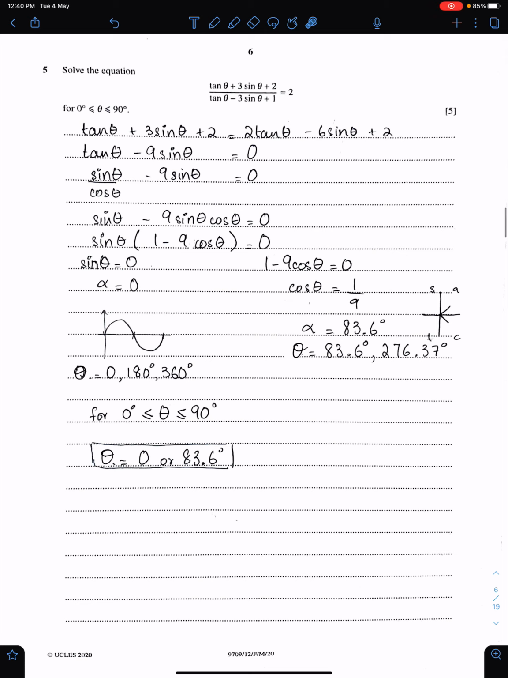Next question, number 5. We need to solve this equation for this domain. Number 1, we need to cross multiply this denominator with this 2. After the cross multiplication, we have this equation. Now bring everything on the left hand side and simplify the equation. We have tan theta minus sin theta equals 0. Now replace tan by sin upon cos and then take the LCM. After taking the LCM and simplifying the equation, we have sin theta minus 9 sin theta cos theta.